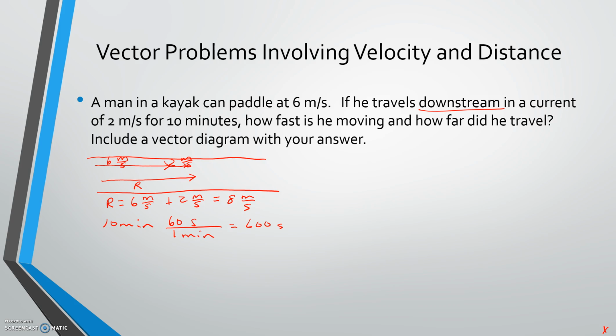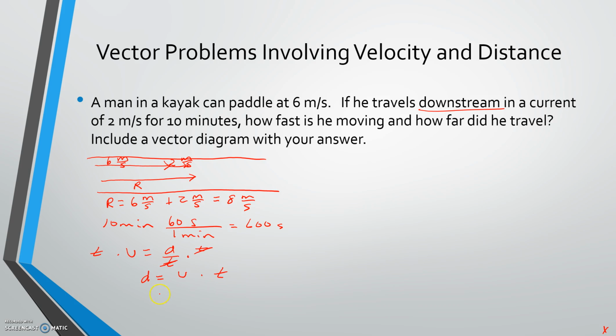Now let's look at our velocity equation. We know that velocity equals distance divided by time. If we want to solve for distance, we're going to have to multiply both sides by time. That'll give us distance equals velocity times time.